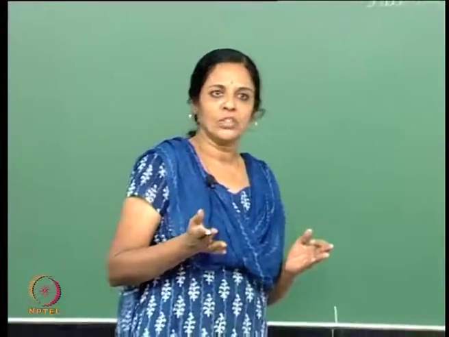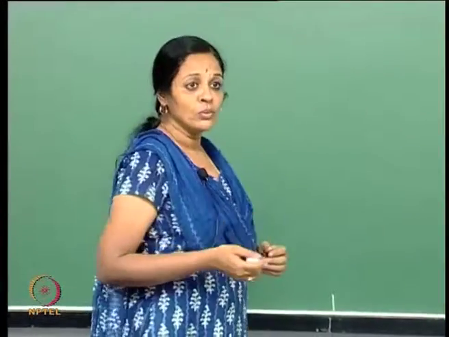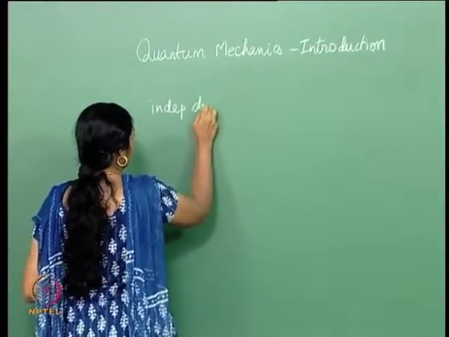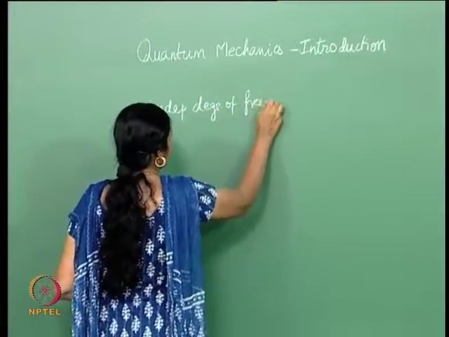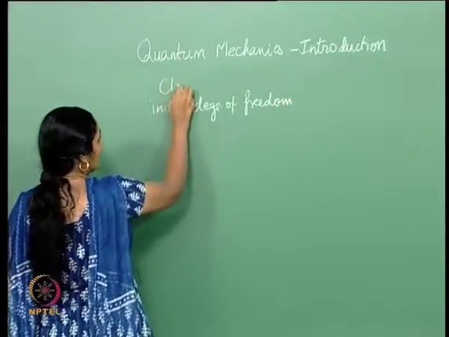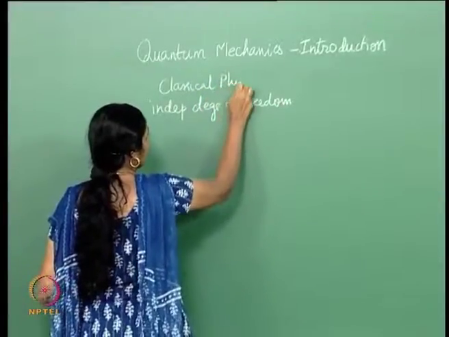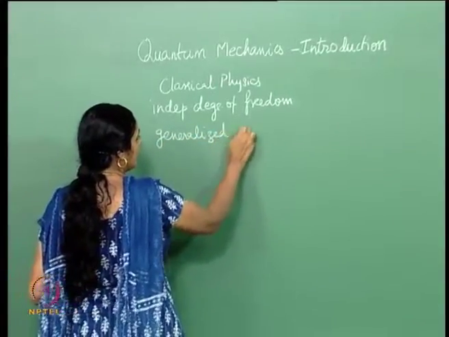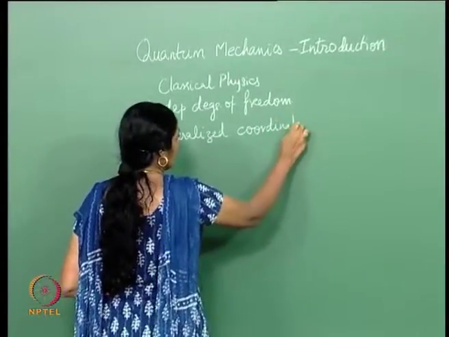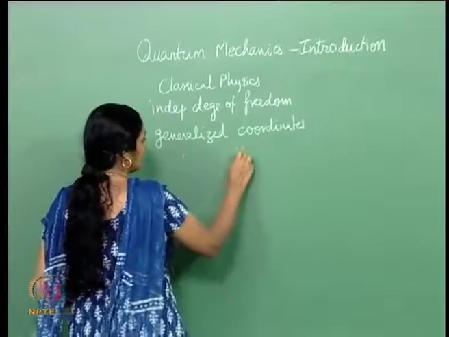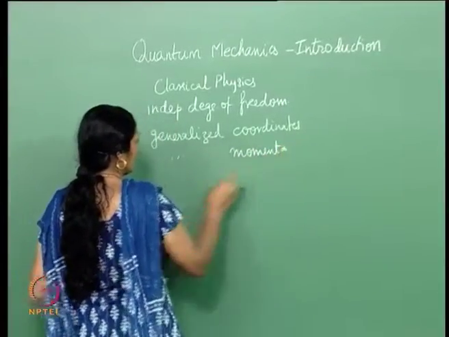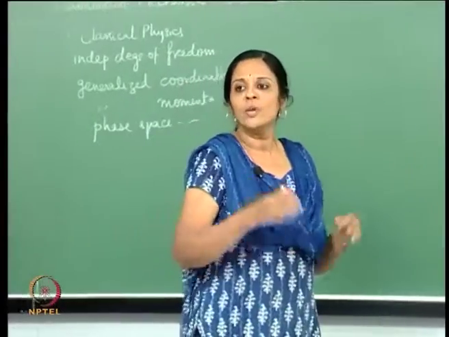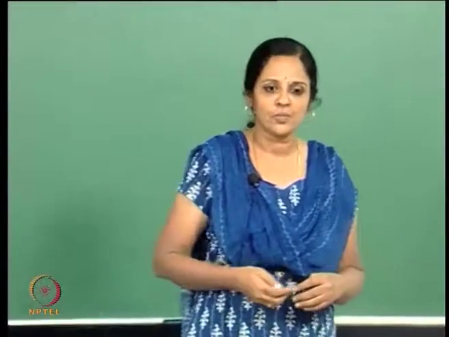Many of you would be familiar with concepts from classical physics. Presumably, you know what is meant by independent degrees of freedom. This is all from classical physics. Generalized coordinates. Of course, generalized momenta, phase space, and so on. Some of you might even be aware of the richness of the structure of phase space.